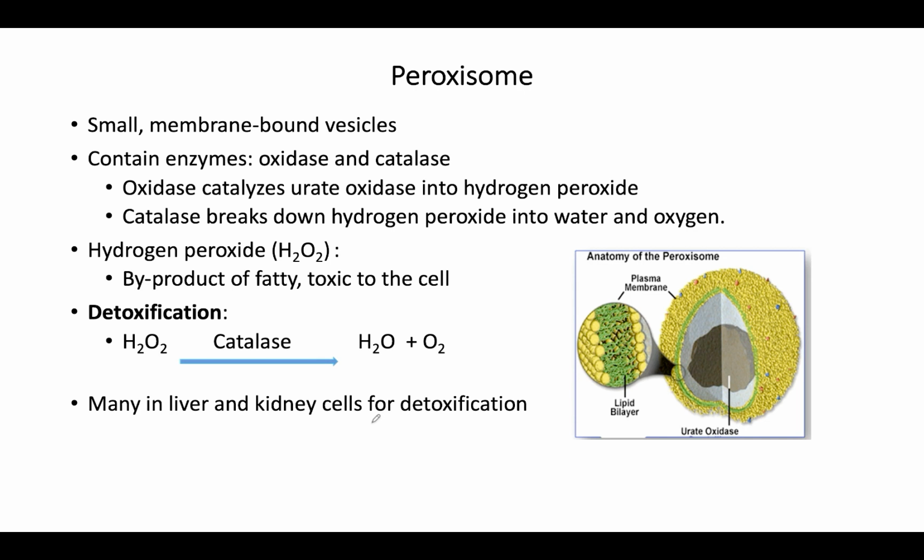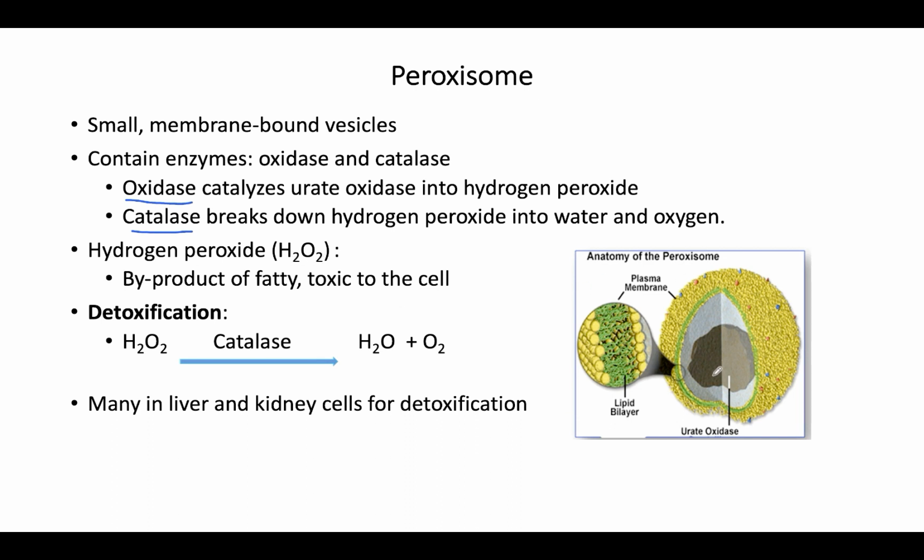Peroxisomes are small membrane-bound vesicles, and peroxisomes contain enzymes such as oxidase and catalase. Peroxisomes participate in the metabolism of fatty acids. One of the byproducts from the breakdown of fatty acids is hydrogen peroxide.